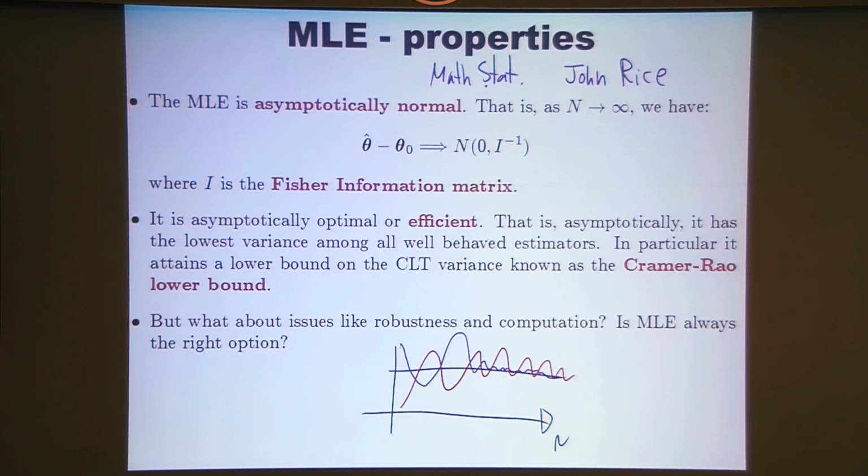It's an undergrad book used at Berkeley, so it's a very, very nice book. I use it often. And another theorem in that book will tell you that this is the lowest variance that you can attain. And this is why we like maximum likelihood.